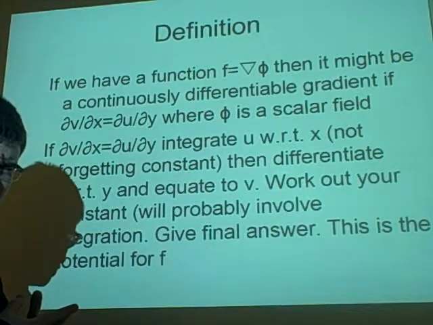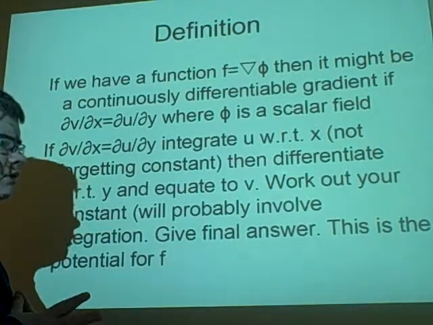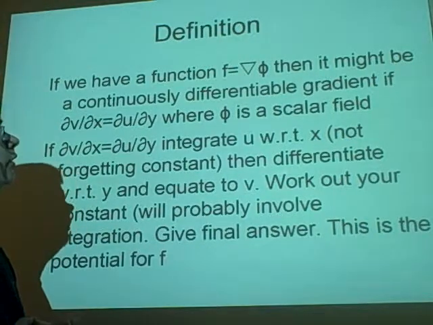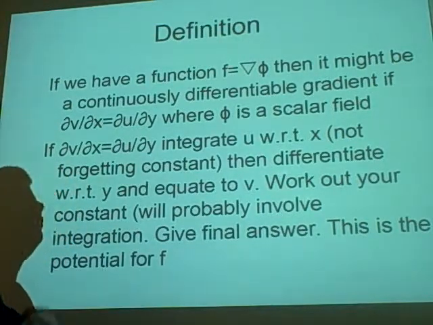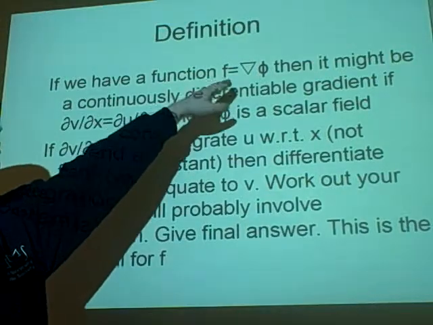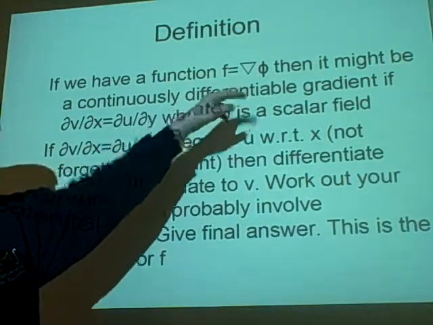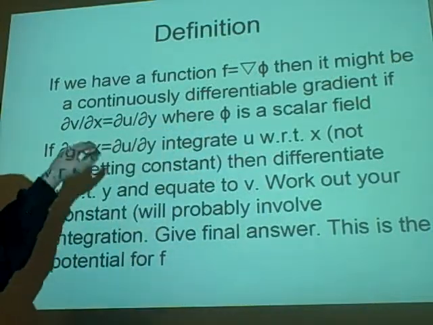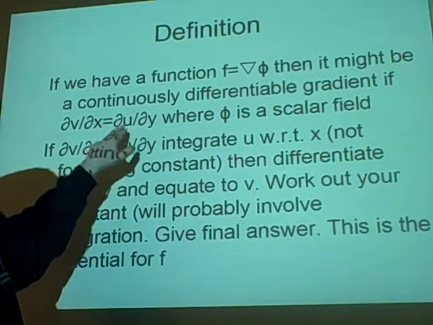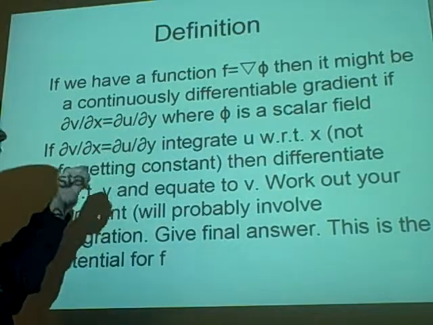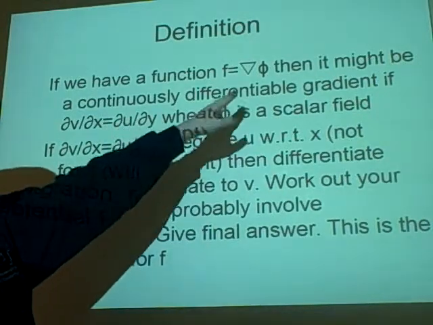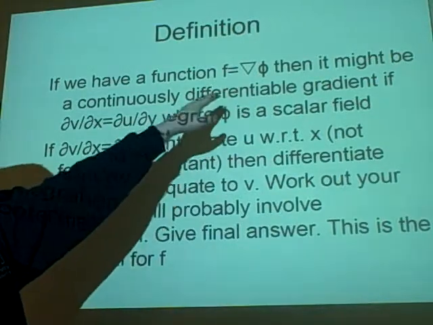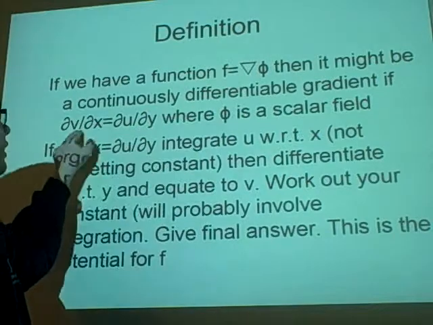Now in the last video I did a little thing at the end, an example, because I wasn't sure whether he was going to teach it or not, but he has taught it. So if we have a function f which is the gradient of another function, then it might be a continuously differentiable gradient if dv/dx equals du/dy. Now u is like the x of the second function, and v is like the y.